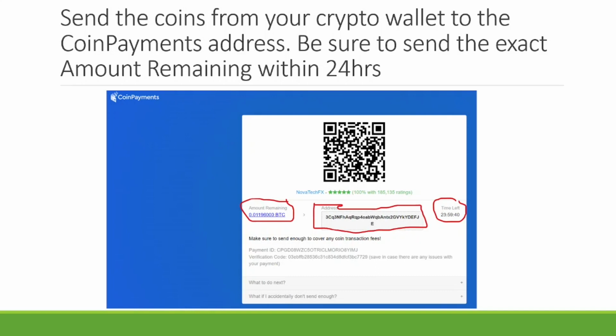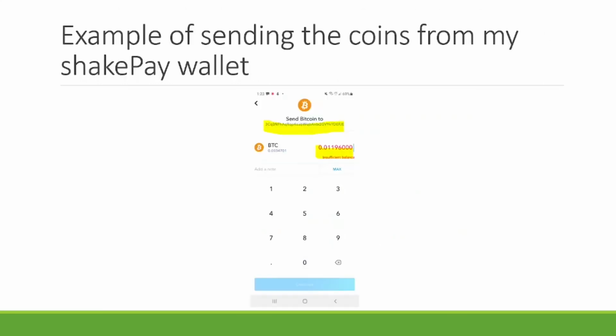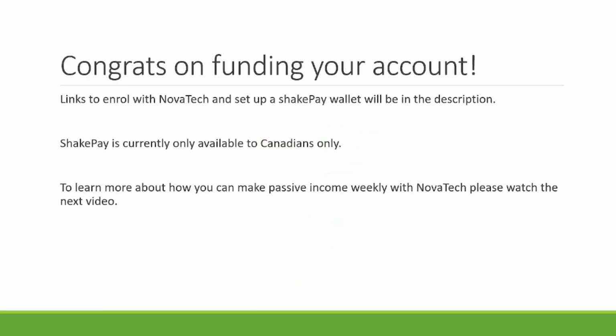Okay, so you can keep this page open, and normally the transaction shouldn't take too long. It might take an hour or two, but within 2 hours usually they receive the coins. Once they receive it, this page will turn to paid, and at that point you will know that the payment has been successful and has gone through. So once you've done that, congrats, you have now successfully funded your NovaTech PAMM account.